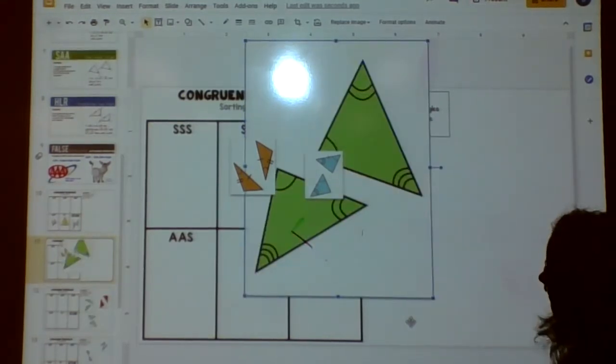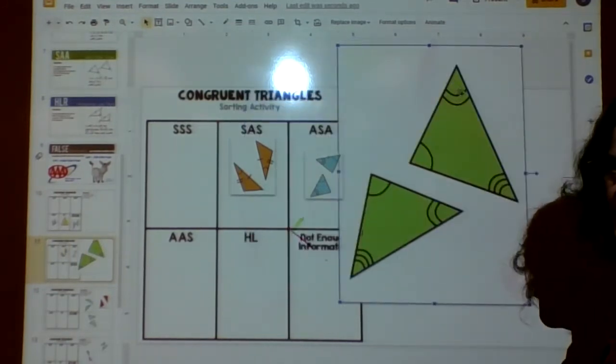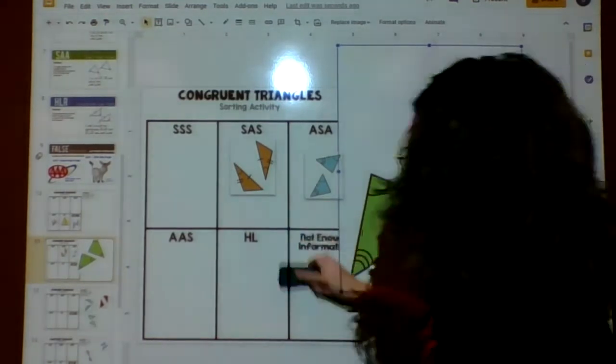Oh, the other ones cover him up. I didn't realize that would happen. So let's move you over here just a little bit. You're still in the picture. You can do this. Okay.